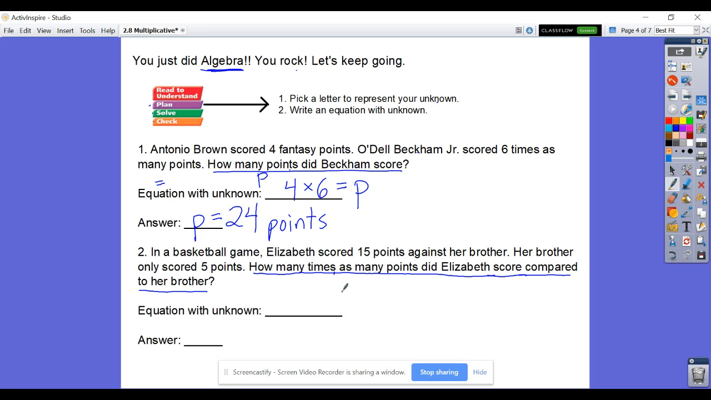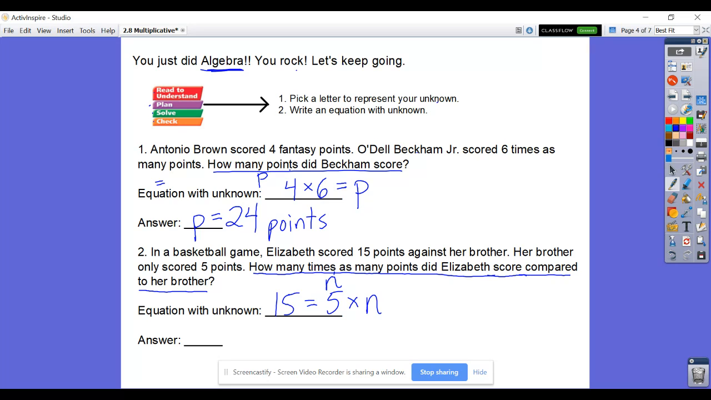So maybe I'll pick the letter N because this is just going to be a number of times. Or maybe you wanted to pick the letter T for times. But this is how many times as many. We're not actually finding her number of points. So let's read it. Elizabeth scored 15 points. We were given how many points she scored. And we know that equals her brother, who scored only 5 points, times some unknown. I wrote N for a number. You might have chosen a different letter. That's fine too.